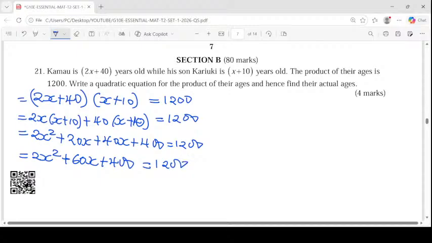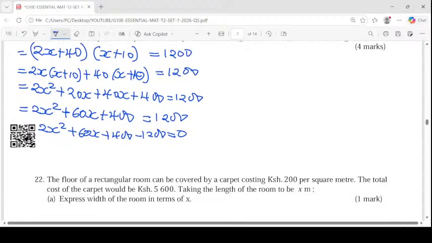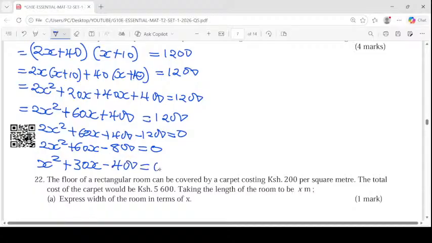When you reach here, they are saying, hence find their actual ages. So when I move this 1200 to the right, I'll be having 2x squared plus 60x plus 400 minus 1200 is equals to 0. So this will become 2x squared plus 60x minus 800 is equals to 0. Dividing through by 2, this becomes x squared plus 30x minus 400 is equals to 0.